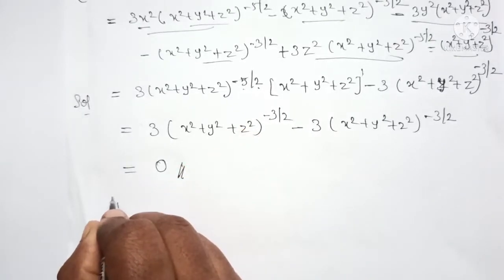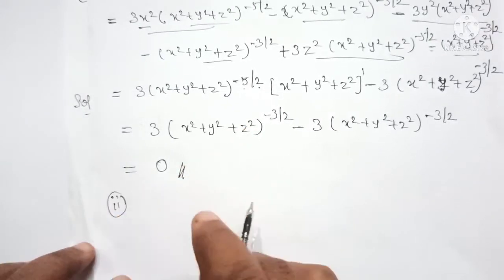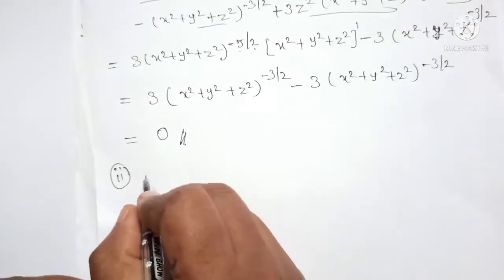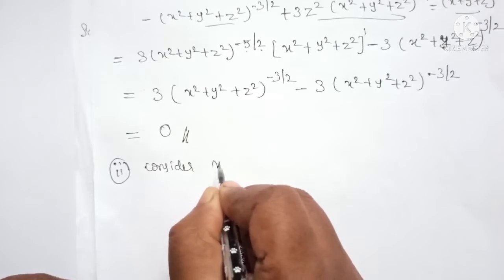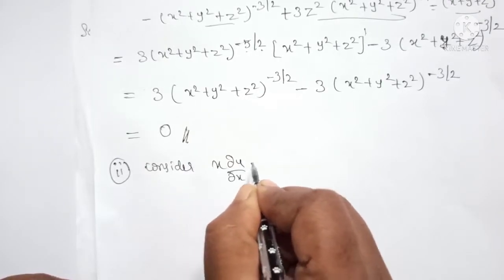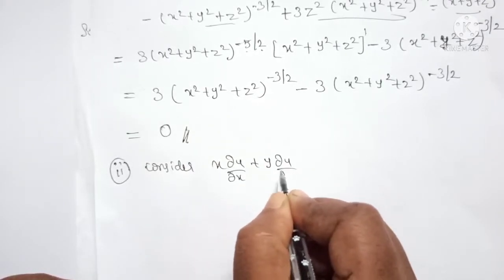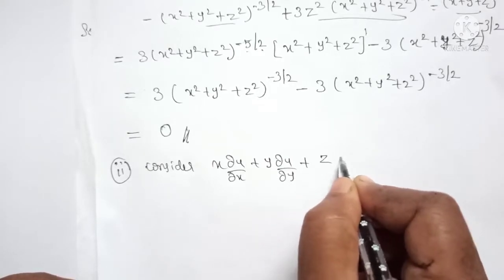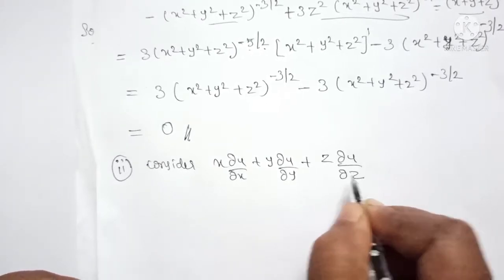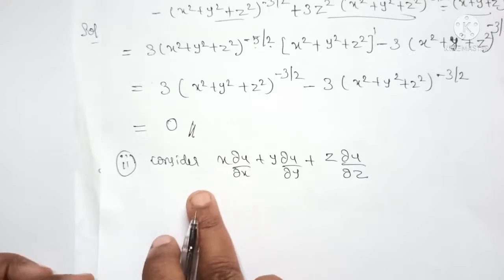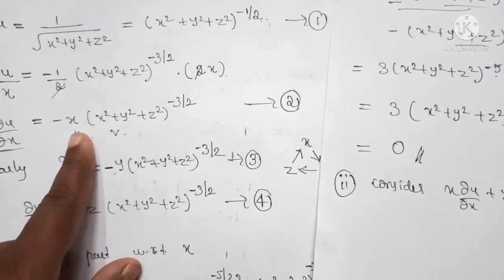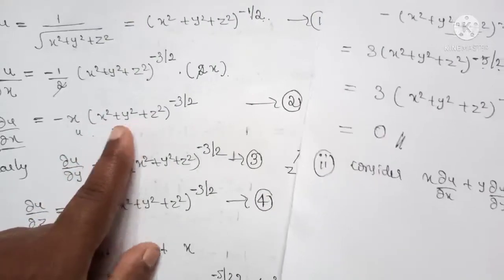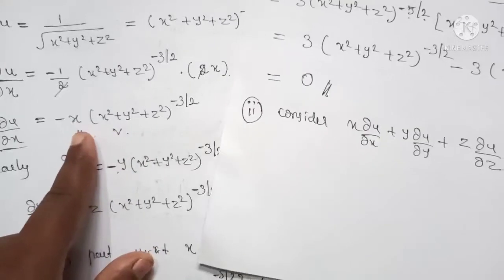For the second one, we consider LHS. Okay, x ∂u/∂x plus y ∂u/∂y plus z ∂u/∂z. Multiplying ∂u/∂x by x: from equation 2 we have it is minus x, this one. Okay, multiplying this equation by x we get x².